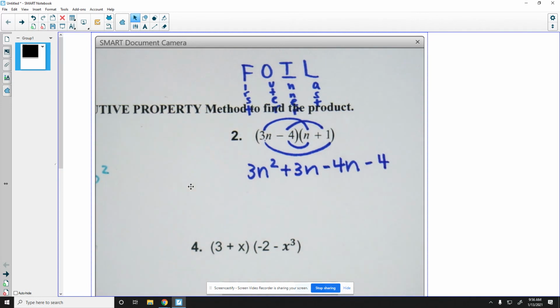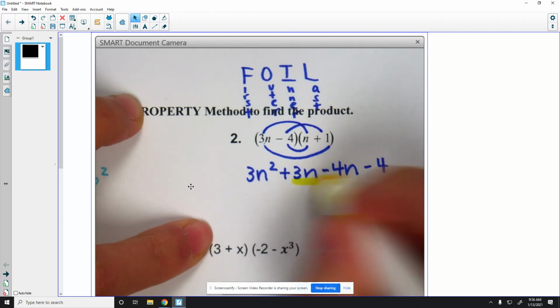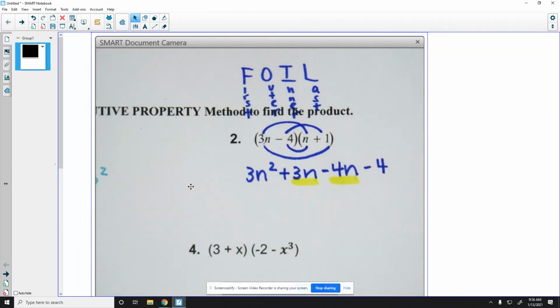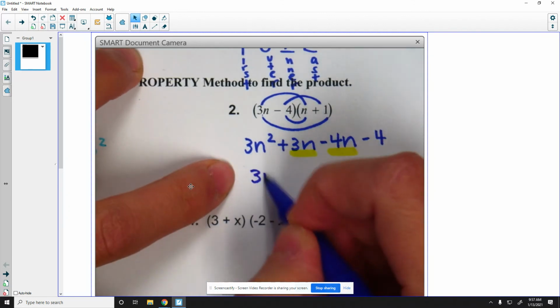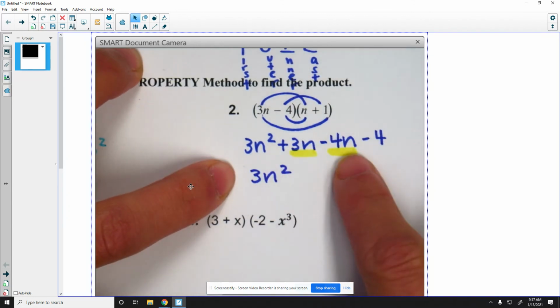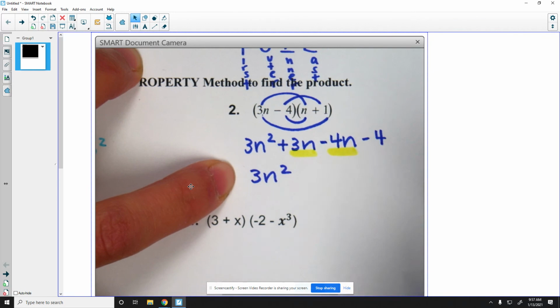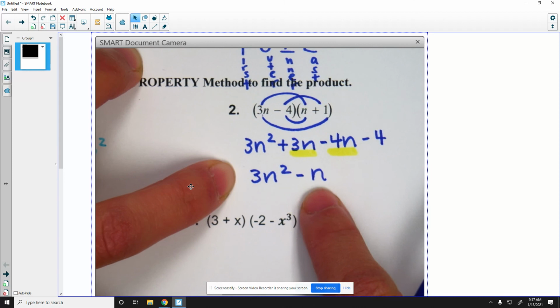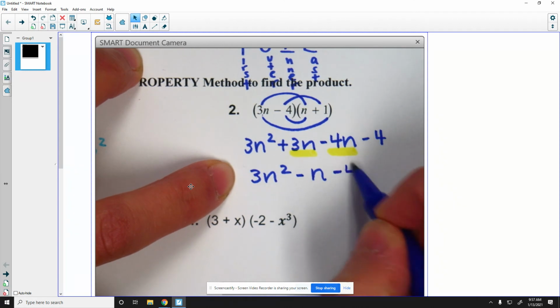And now again, you have to find the 2 things. And normally it's always the 2 things in between that you combine because they have the same endings. So I would have 3n squared. What's plus 3 minus 4? -1. So either you write -1n, or you could just write -n, same thing. And then you have that -4.